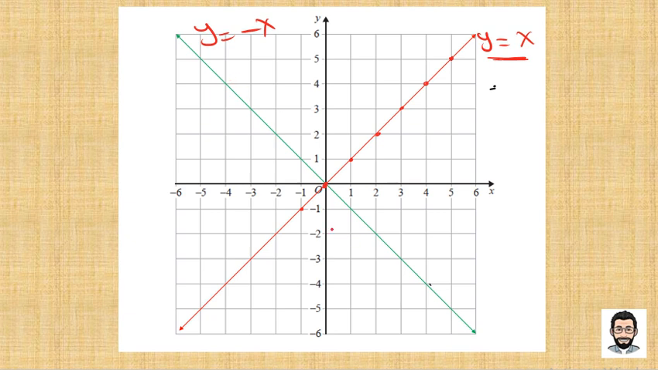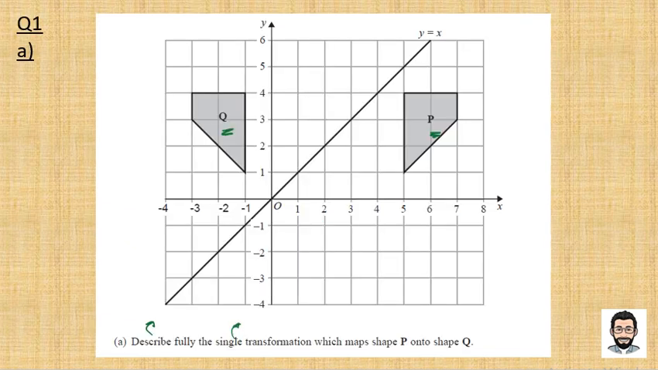Now we studied the mirrors because we're gonna solve any reflection according to the mirror. Here we have P and we have Q, and I ask you to describe fully the single transformation which maps shape P onto shape Q. So we have P, we're gonna move it or do something to P to put it over here. Look, the shape is flipped. P, we flipped it to be Q. So of course it's gonna be reflection. So the first word I'm gonna write is reflection.